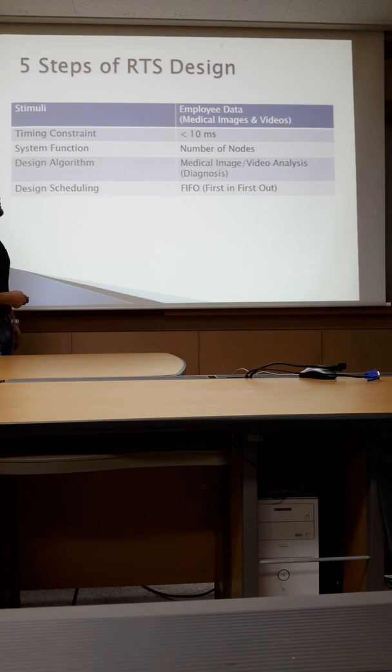So these are the 5 steps of RTS design. The stimuli is employee data, as my proposal is about smart images related to patients, so it can be medical images or videos. Timing constraint should be less than 10 milliseconds. This is a normal timing constraint for a network. Then the system function is the number of nodes. The design algorithm is medical image or video analysis, that is diagnosis of the disease or something. And scheduling is first in, first out.